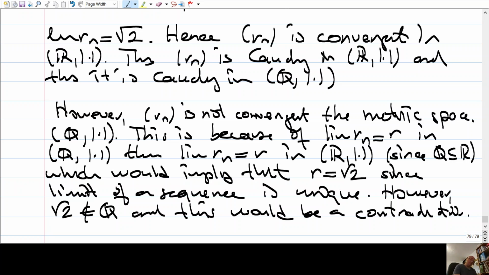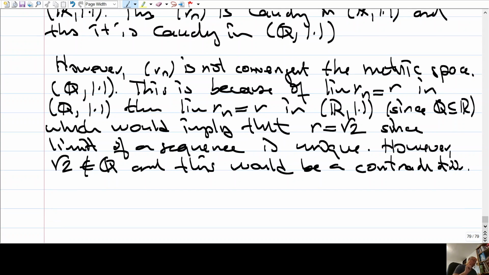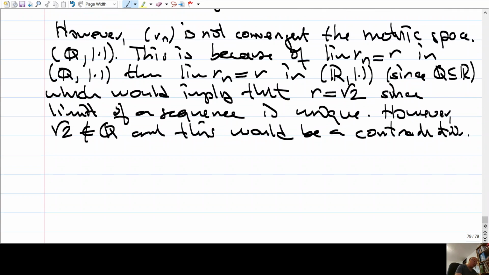Right? If this limit exists in Q, then this limit, of course, would be a rational number. But if we have this in Q, then the same holds in R, because every term here is also a real number. But if this holds in R, then this would be root 2, because the limit of a sequence is unique if it exists. So root 2 would be a rational number, but that's not true. So in an arbitrary metric space, any convergent sequence is Cauchy, but there might be some Cauchy sequences which are not convergent, like this one. Okay, we have a Cauchy sequence and it is not convergent.